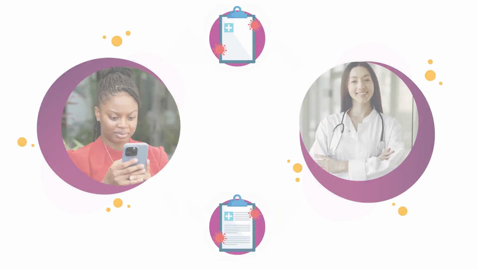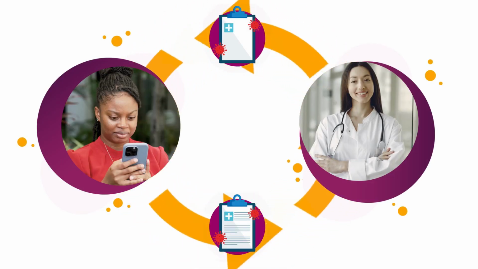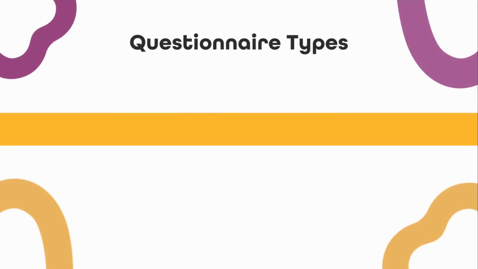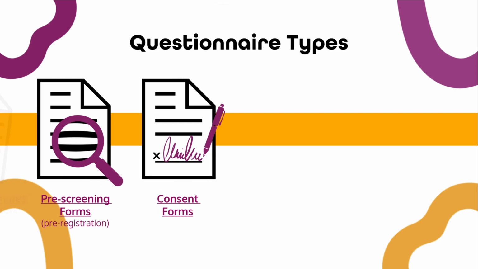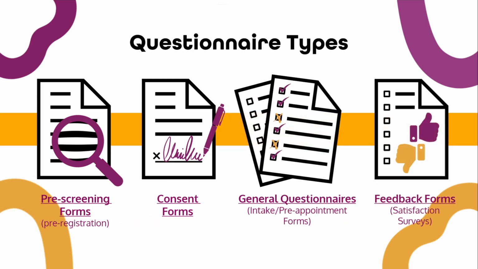Let's get started. In the CharmHealth EHR, any paperwork or forms that patients need to electronically fill out or review and submit to the practice should be created as a questionnaire. This includes pre-registration screening forms, consent forms, intake or pre-appointment forms, and after-appointment surveys. The questionnaire type you select when creating your forms will determine how it is sent, when the patient receives it, and what kind of information can be collected. We'll discuss questionnaire types later.